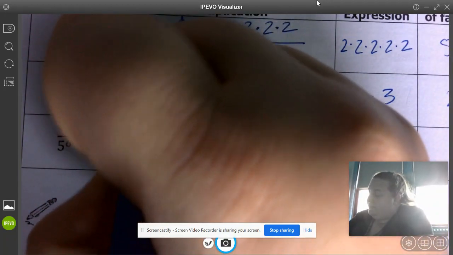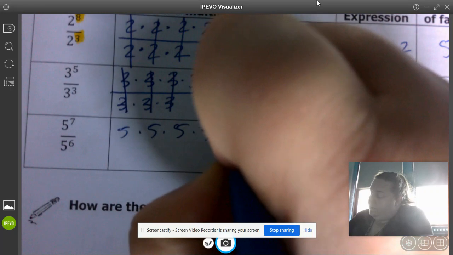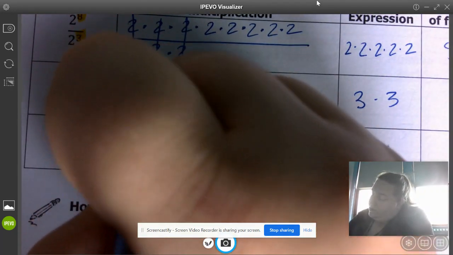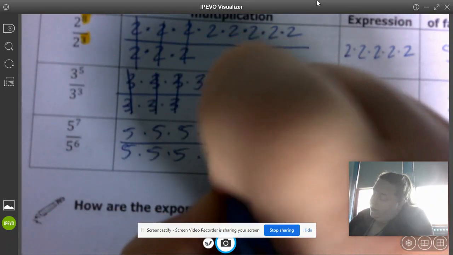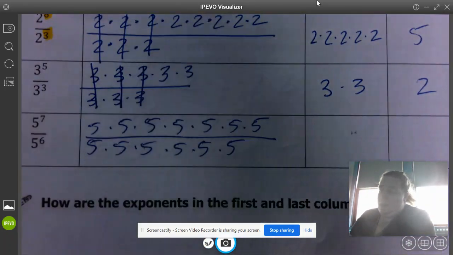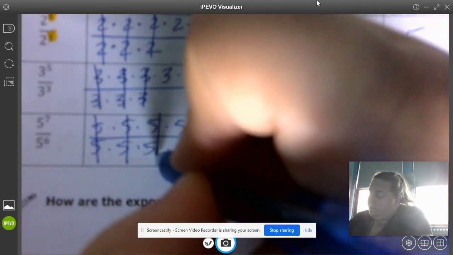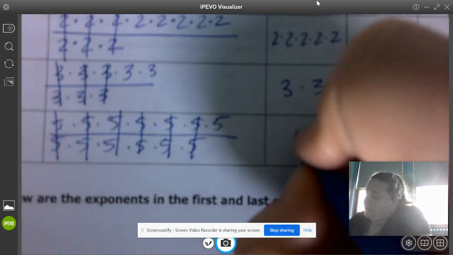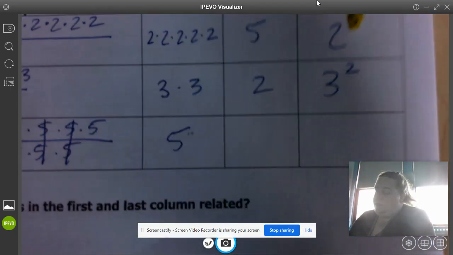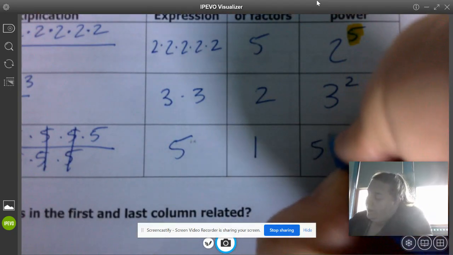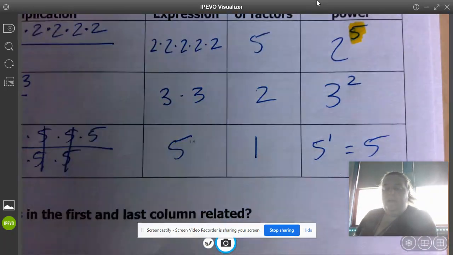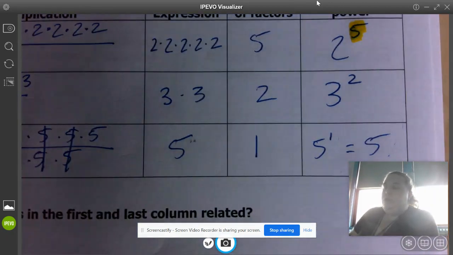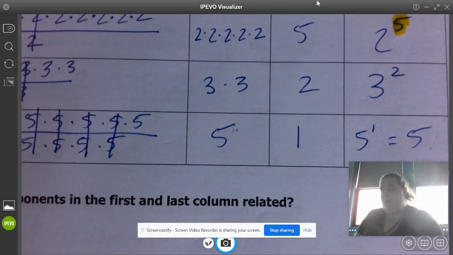This last one, I have 5 times 5 times 5 times 5 times 5 times 5 times 5, which is 7 fives, over 1, 2, 3, 4, 5, 6 fives. So 1, 2, 3, 4, 5, 6 sets that I can get rid of. I'm just left with 5. The number of factors I have is 1. So we could write this as 5 to the 1st power, or 5. Typically, we would just write it as 5, but I want to write it to the 1st power just so we can look for that connection between our exponents.